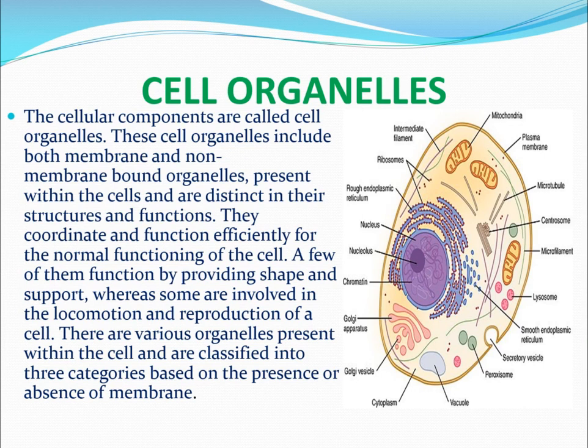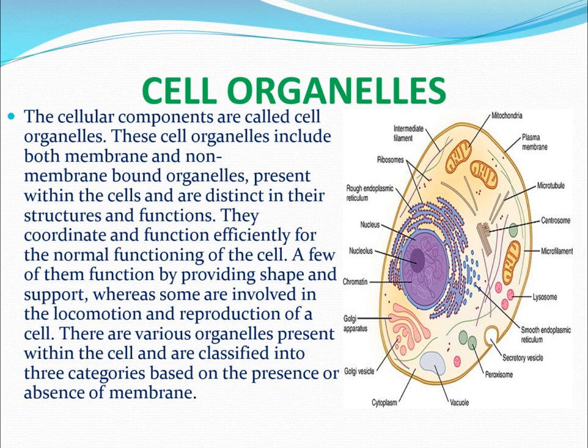Some parts of the cell, like mitochondria and the nucleus, have membrane structures, and some other parts do not have any membrane. They are present within the cell and are distinct in their structures and functions. Each and every organelle within the cell has its own distinct and specific function and structure. They coordinate and function efficiently for the normal functioning of the cell.